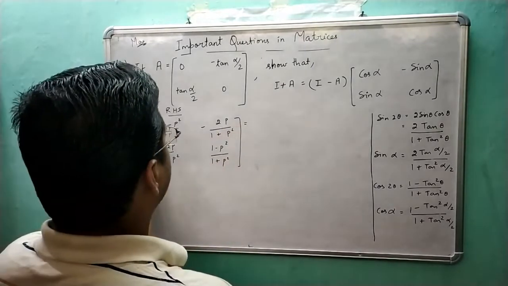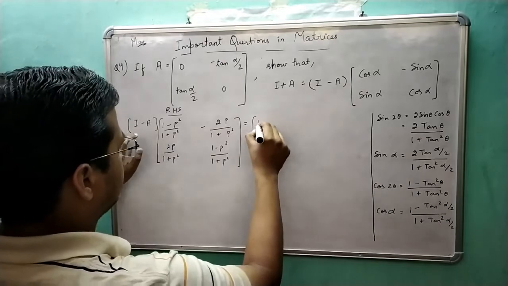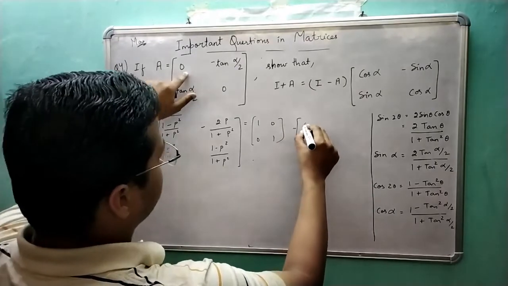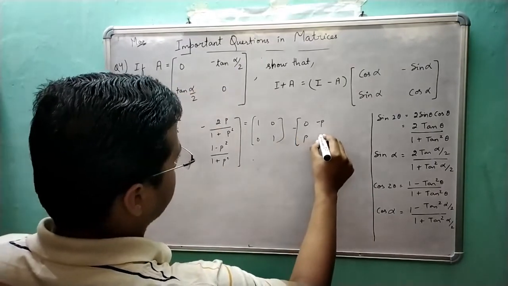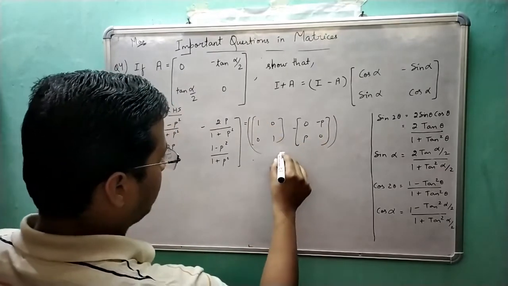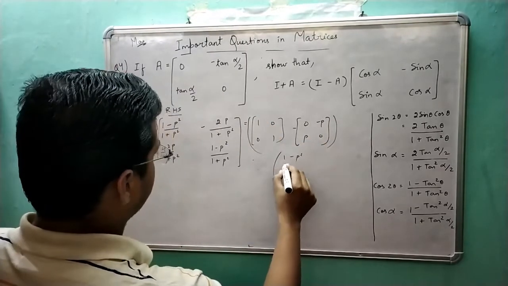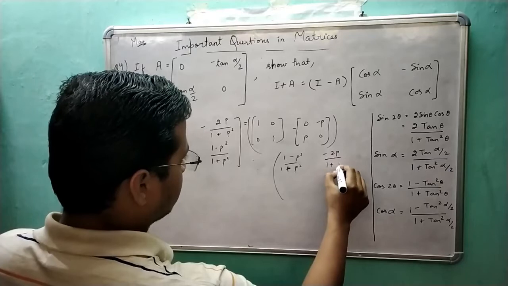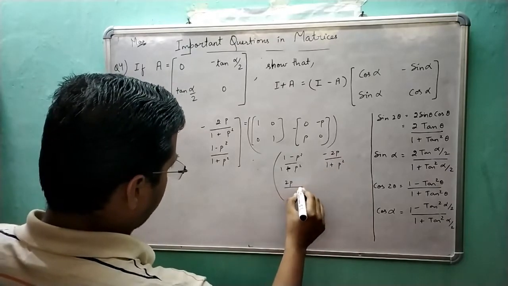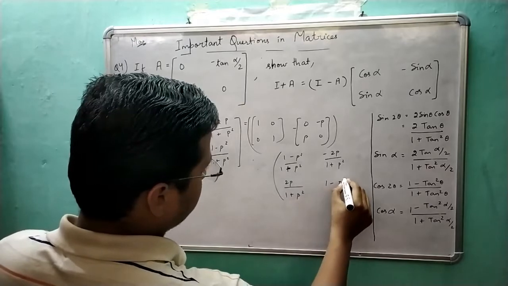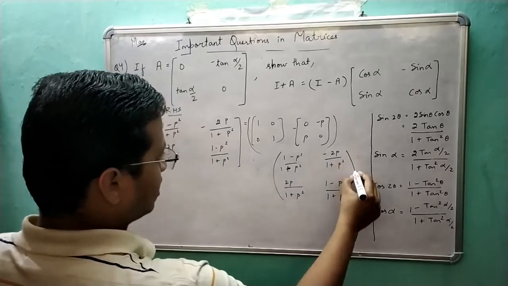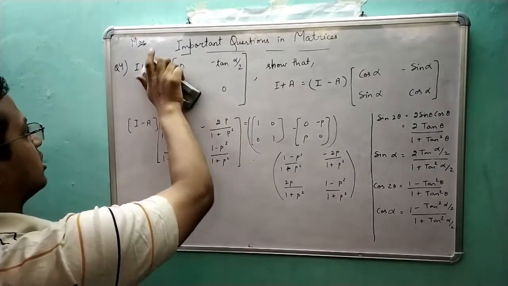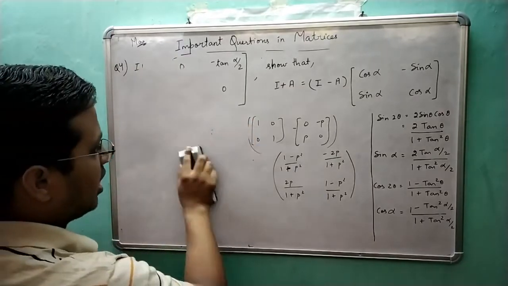So I minus A, first we have to calculate that. So I is [1 0; 0 1], minus A is [0 minus P; P 0], and the whole is multiplied with this matrix [(1 minus P square) by (1 plus P square), (minus 2P) by (1 plus P square); 2P by (1 plus P square), (1 minus P square) by (1 plus P square)]. This will look as if we will get into a big calculation, but this is going to be very easy for us. So now let's solve this part.